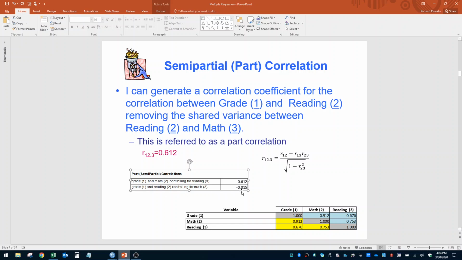But what I can see is the correlation between grade and reading, controlling for math or eliminating the influence of math, is negative 0.015. So in terms of the semi-partial or part correlation, the correlation between grade and reading disappears when I control for the influence of math. That means reading on its own is not a very good predictor, or does not predict grade. Whereas math, when I control for reading, would still be significant. It drops, but it is from 0.912 down to 0.612.